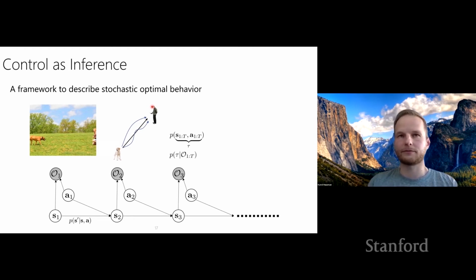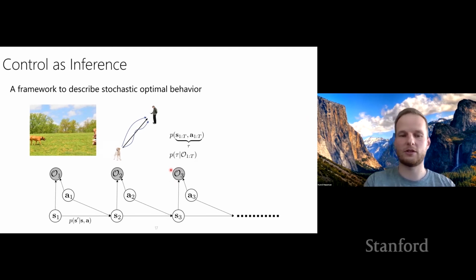Now we can represent the probability of the trajectory given that the dog is trying to be optimal, so given that our optimality variables 1 through capital T are equal to true. We assume that the dog is always optimal. So if we say we have the probability of the trajectory given O, we assume that O is equal to true: the dog is trying to be optimal.